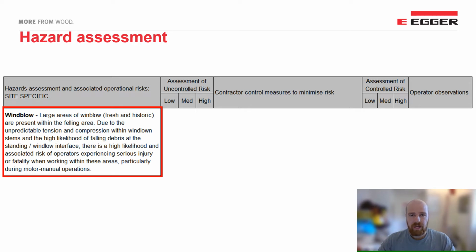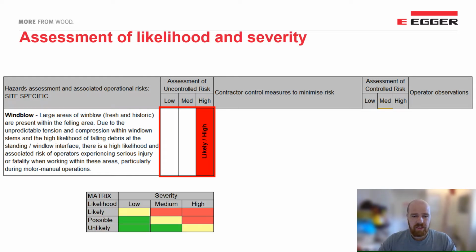The first step in the hazard assessment process is identifying hazards present on site and communicating with the landowner to ensure that all hazards are identified. We also detail some of the risks associated with specific hazards. Next, we identify the assessment of the uncontrolled risk using the likelihood and severity matrix shown on the screen.